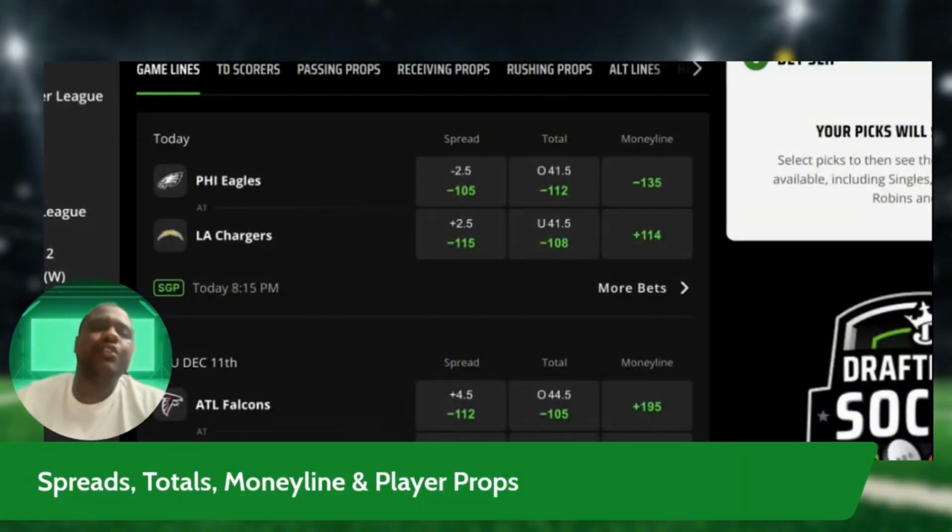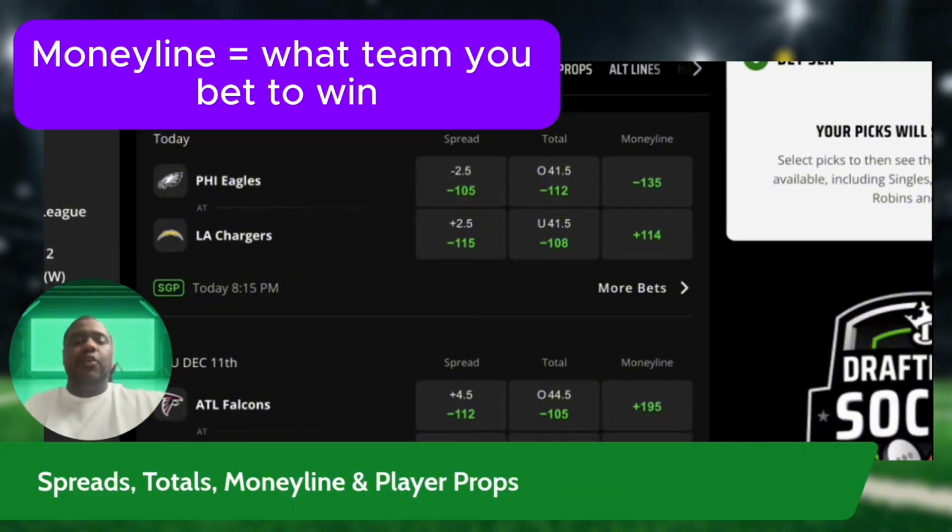All right, we are switching to the DraftKings app to go over different types of bets. First one, we already touched on in an earlier video. We're going to go over money line. Money line is just a word for who you think is going to win the game. That's it. They could win by 1, they could win by 50, they could win by 100. As long as they win, this bet cashes, right?